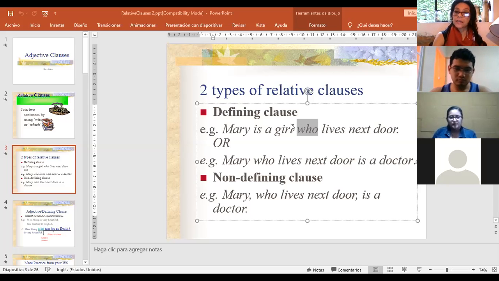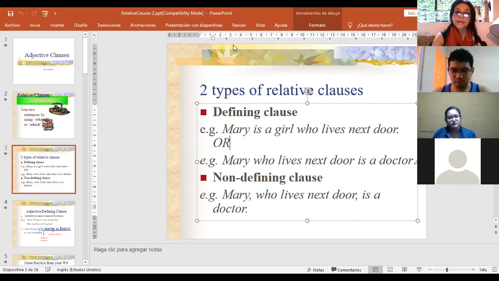The defining ones, the ones that we were talking about yesterday, give you essential information, the information that is needed, all right? Whereas non-defining relative clauses give you extra information, information that can or cannot be added, all right? So that's the difference between those two, all right?